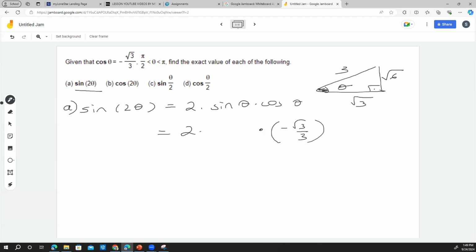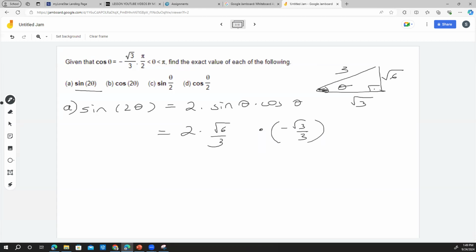So if you confirm the Pythagorean theorem, when you square this number, you get a 6. When you square this number, you get a 3. Add them up, 9, take the square root. That's what you're going to get here. And then the sine value of this angle is opposite over hypotenuse, so it's going to be square root of 6 over 3.